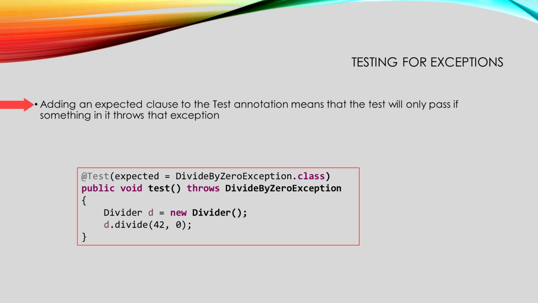Since we are following TDD, we need a way to test to see if an exception was thrown. We do that by adding an expected attribute to the @test notation. This specifies the type of exception that we expect to see. If the test completes without seeing that exception, JUnit will mark the test red and count it in the failures.